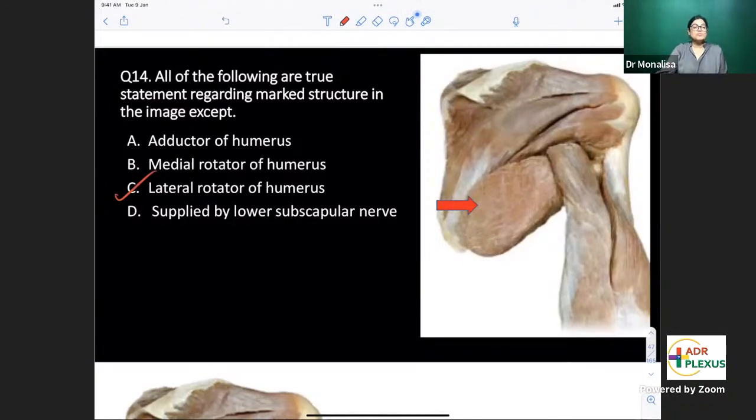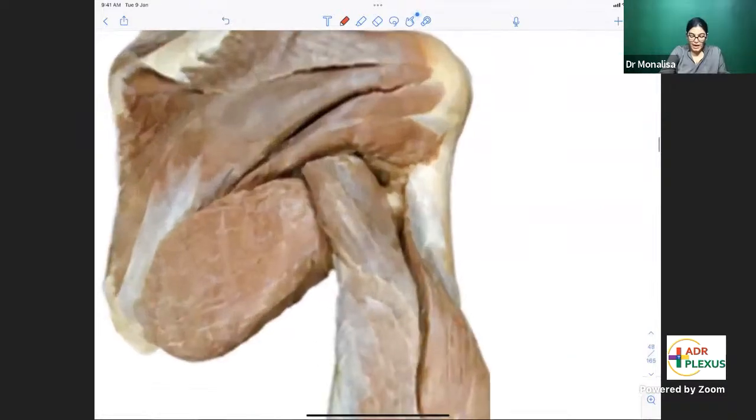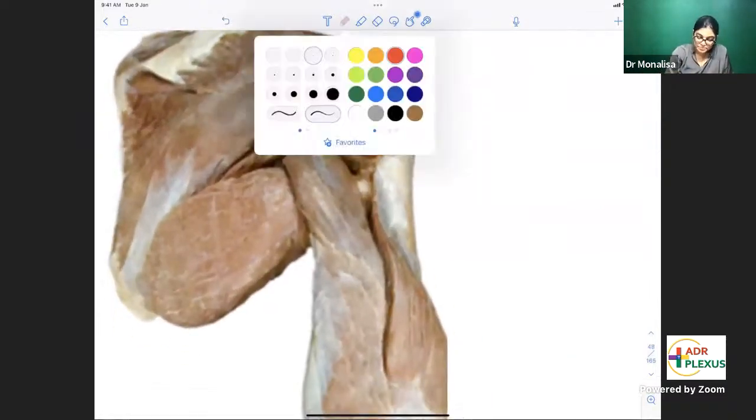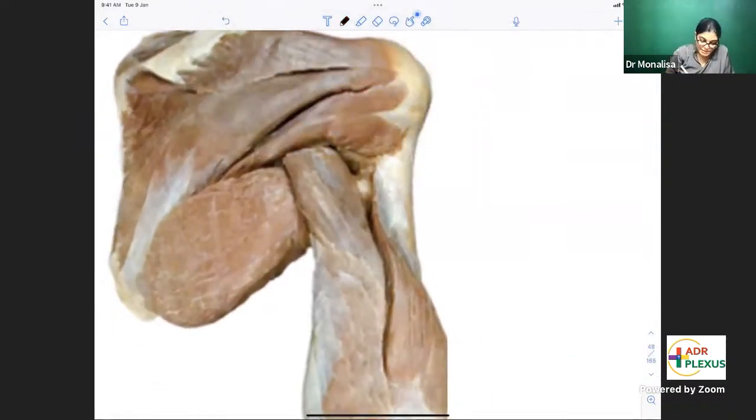All of the following are true statements regarding the marked structure. First thing is the identification. This is the teres major muscle. We know that teres major is a medial rotator, and the wrong statement is that it is a lateral rotator. So first we have to identify the muscle. How are we going to identify it? Here you can see the teres major muscle in this cadaveric image.